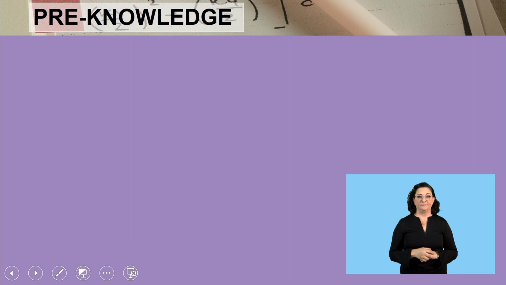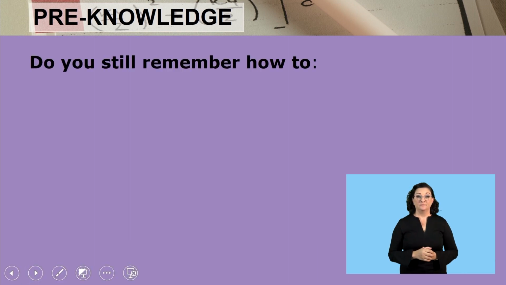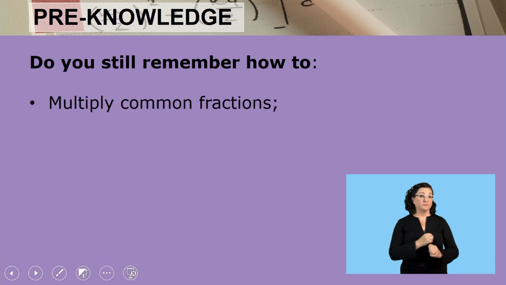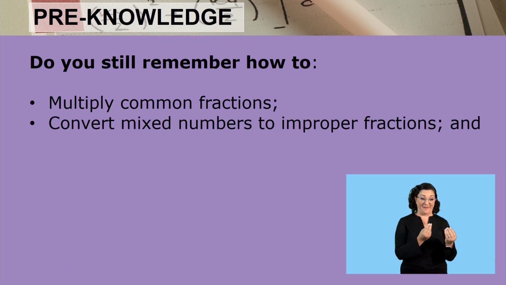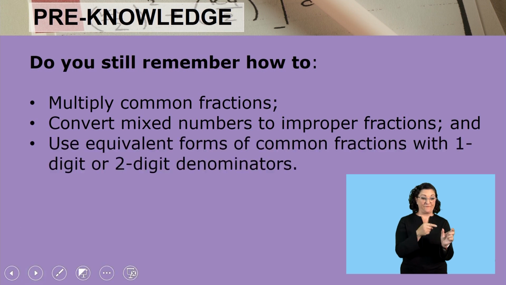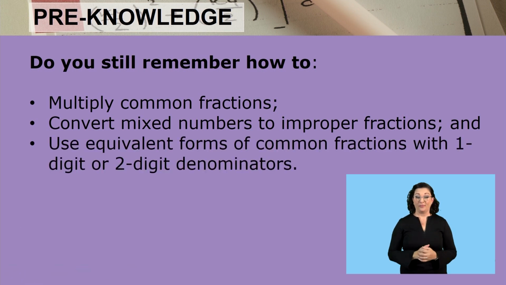Let's look at pre-knowledge. Do you still remember how to: 1. Multiply common fractions. 2. Convert mixed numbers to improper fractions. And finally, use equivalent forms of common fractions with 1-digit or 2-digit denominators.